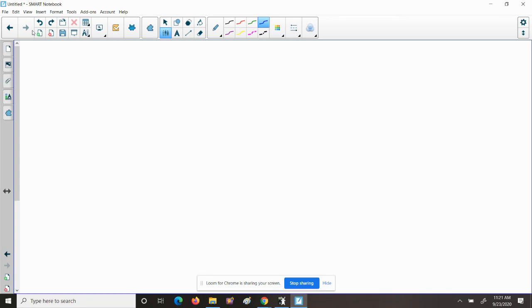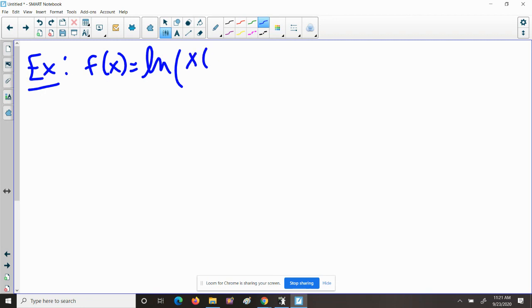Let's say that we have the natural log of x times, I'm going to make it super complicated, so we have to simplify it. x times (x squared plus 1) squared all over the square root of 2x cubed minus 1. Okay, now this is what I'm talking about. Can you imagine trying to take this derivative?